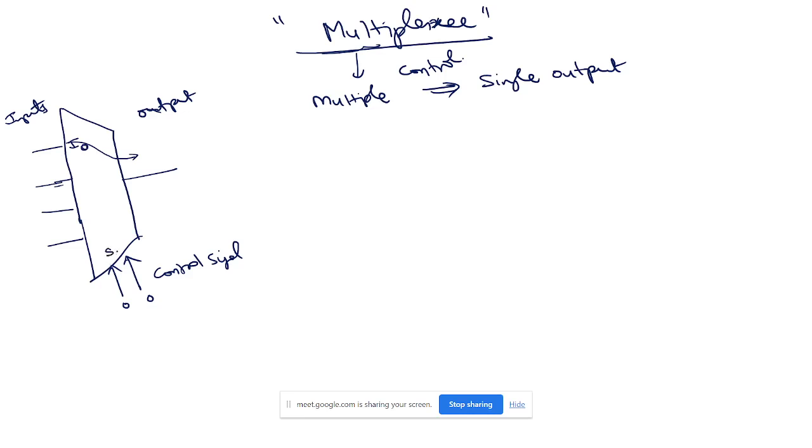Now this is also called select lines, right? You might be familiar with the select lines. Now S1, S0. Why I'm writing S1 and S0, I will tell you. So if you have 0 0, then I0 will be passed to the output Y, right? So let me write this here.